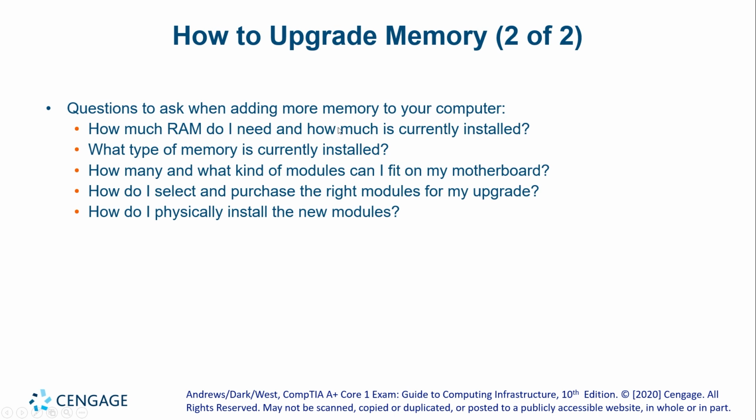Find out how much is installed, how much can be installed, and see then if it's worth it to upgrade, or sometimes it might be better just to buy a new system. What kind of memory? Is it DDR2, 3, 4? Is it SODIMM or DIMM? Is this a laptop or a desktop? What kind of modules fit in the board, how many slots do I have, and what kind of registers do they have? Do I have to have ECC? Do I have to have buffered or registered RAM? How do I select and purchase the right upgrades?